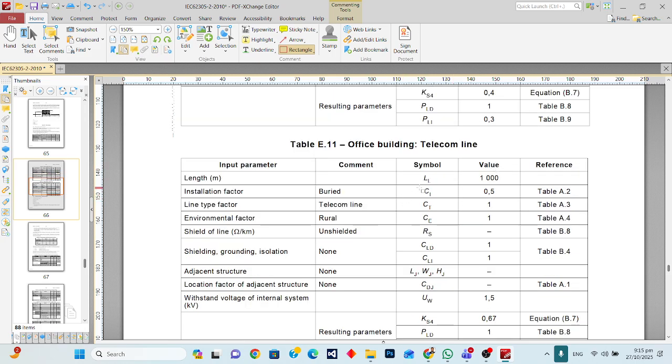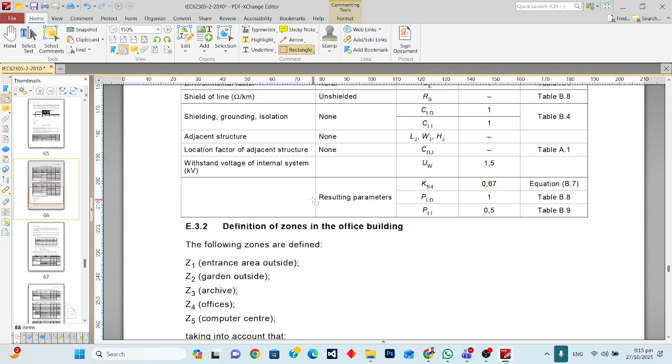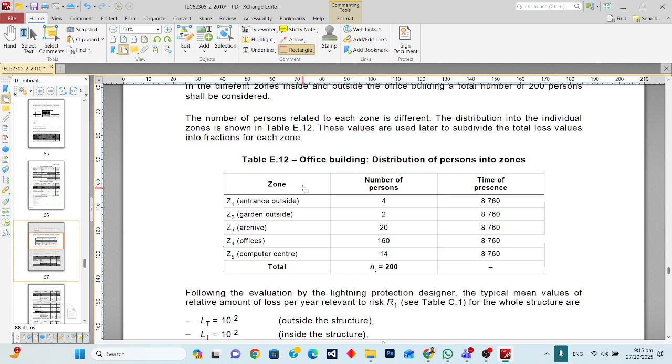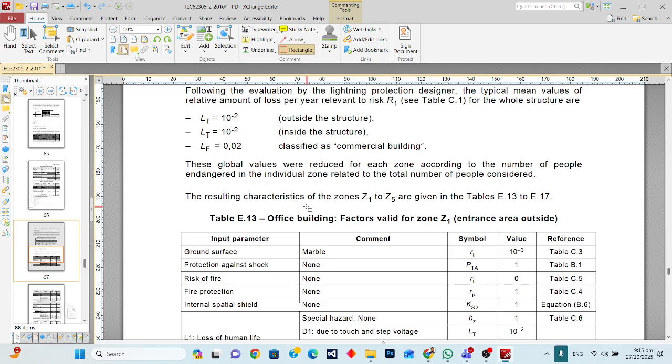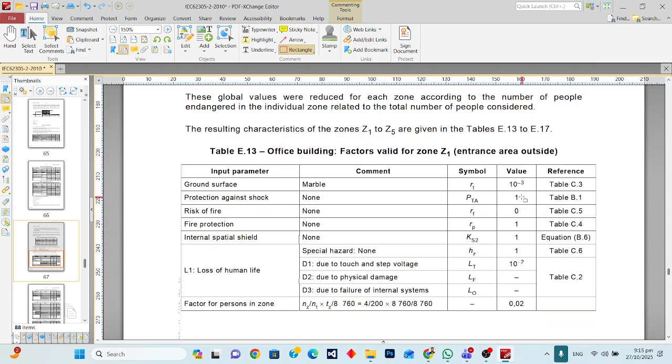Then they have calculated it one by one, office building zone by zone. From zone 1, they have calculated office building zone 1, number of persons 4, time present full year, garden 2%, RC 20%, office 160%, and computer, and total and Z is 20%. Now you can see LT outside the structure, inside the structure, and LFF classify the commercial buildings. The zone you can come from that one.